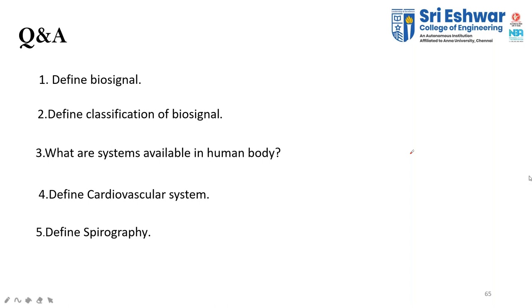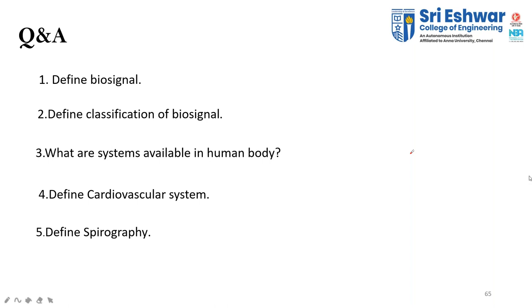ECG. EMG. EEG. Okay. Classifications depend on nature and characteristics. Correct. Origin. Chemical, mechanical, electrical. Similar kinds of classifications are there in the biosignal. Okay, thank you, Charu Preeti.